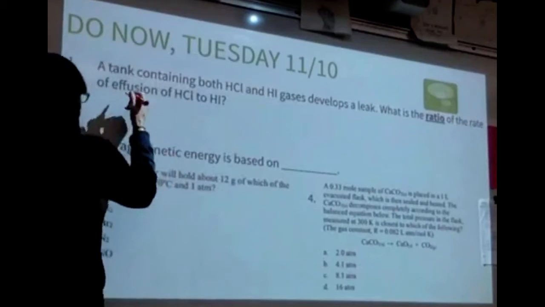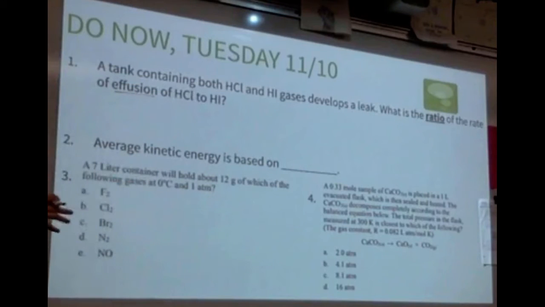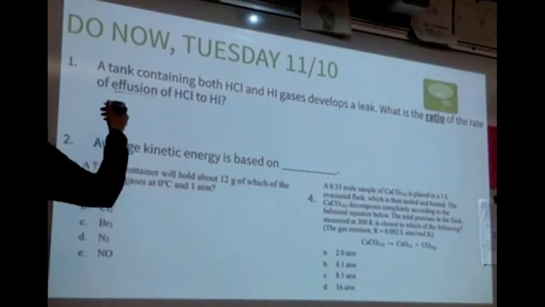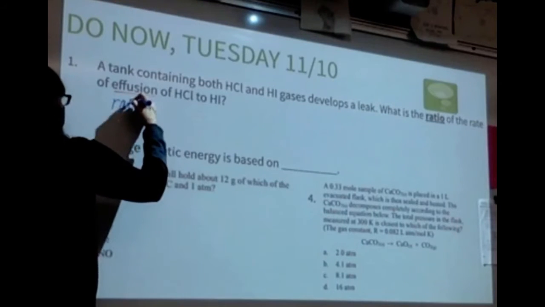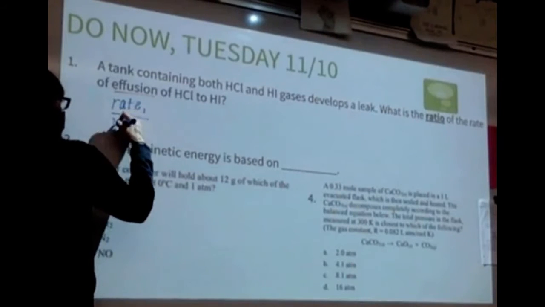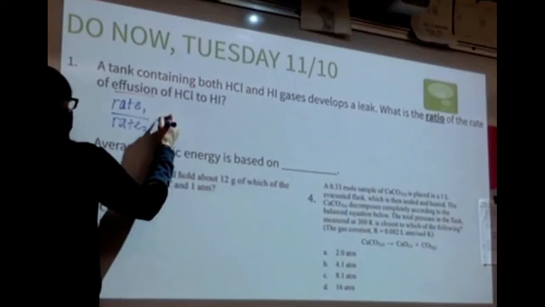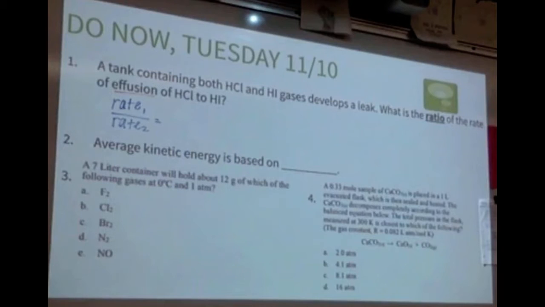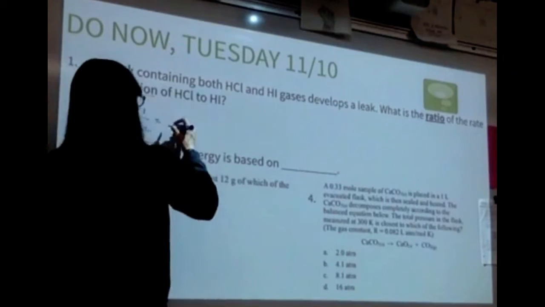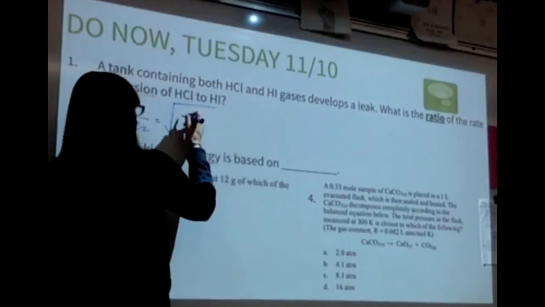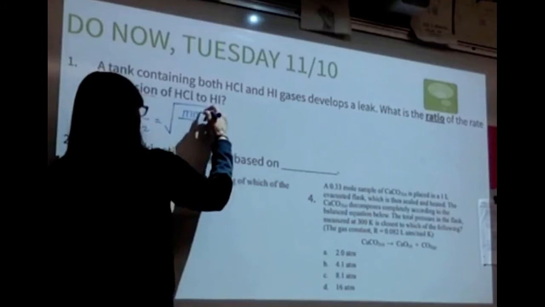So this problem is telling us that we're looking for rate of effusion. Looking at rate of effusion is looking at Graham's law. Graham's law of effusion says that the rate of effusion of a gas is inversely proportional to the square root of the molar mass. So Graham's law looks like this. The rate of gas 1 over the rate of gas 2 is inversely proportional. That means that the fractions get switched, but it's inversely proportional to the square root of the molar masses.